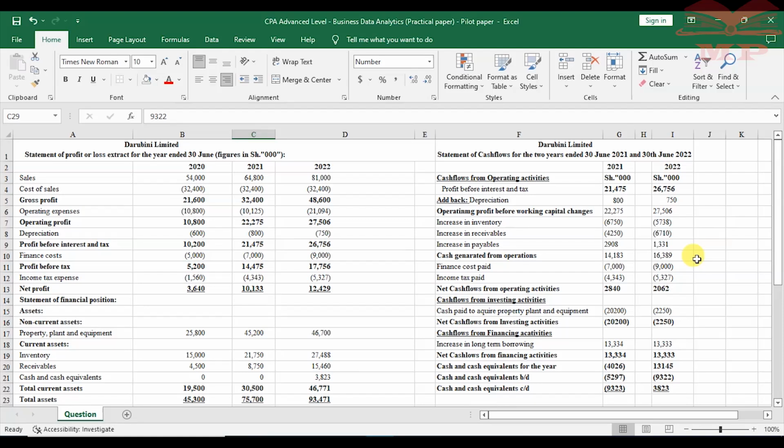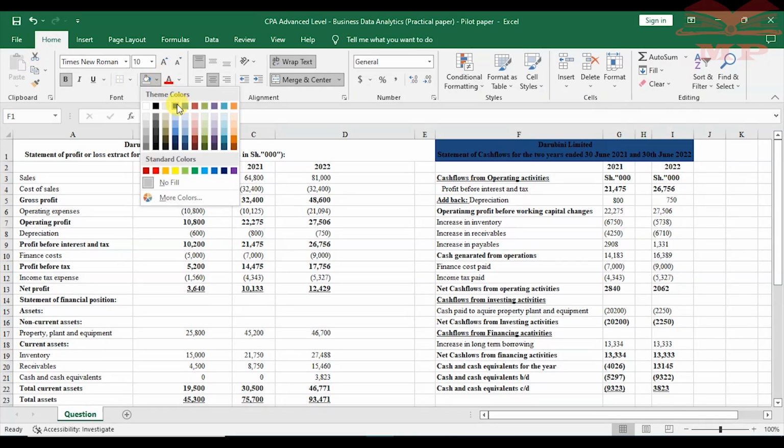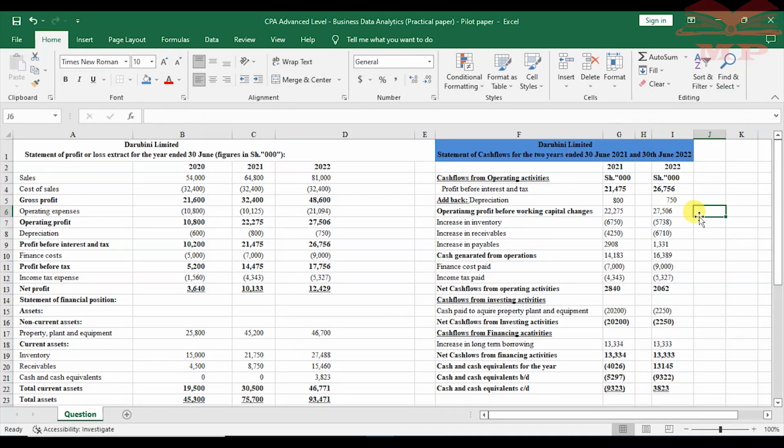So this is how you are supposed to deal with this question on preparation of the statement of cash flows, of course, using Excel. The same thing that you know, but can you do it using Excel? That is the big question. Can you do the same thing using Excel? And if you can, then it means that you can be able to prepare a statement of cash flows.